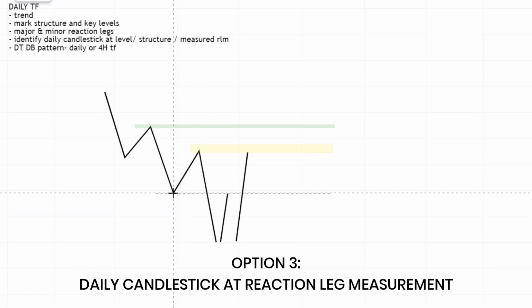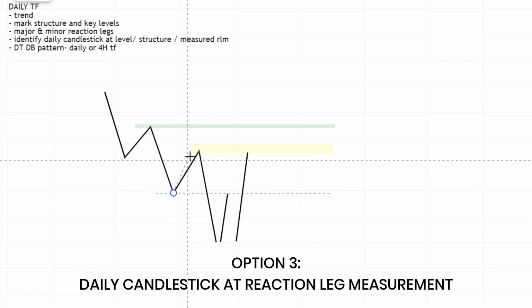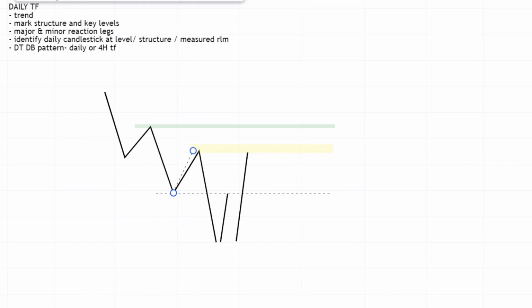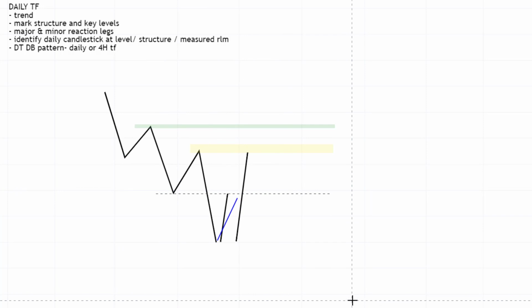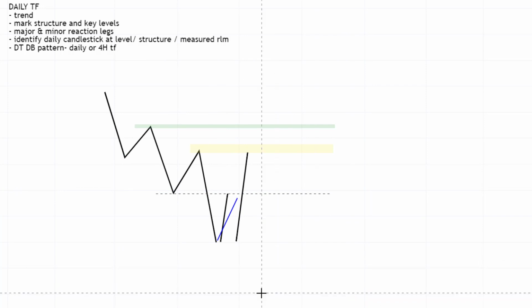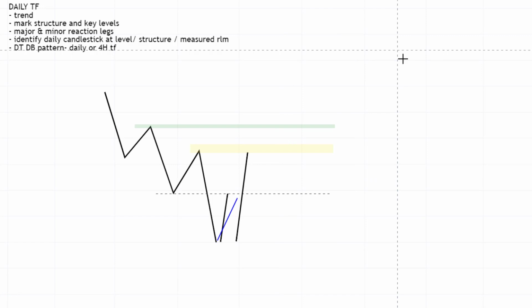Well, the reaction leg here that we have forming this minor structure, let's make this line blue. This is what we call the reaction leg, and all I would do is measure the reaction leg here, apply it to the low here, which actually does line up pretty much with this key level here. So it's an added confluence, and it's another way that you can measure price action and try to estimate what we think price is going to do.